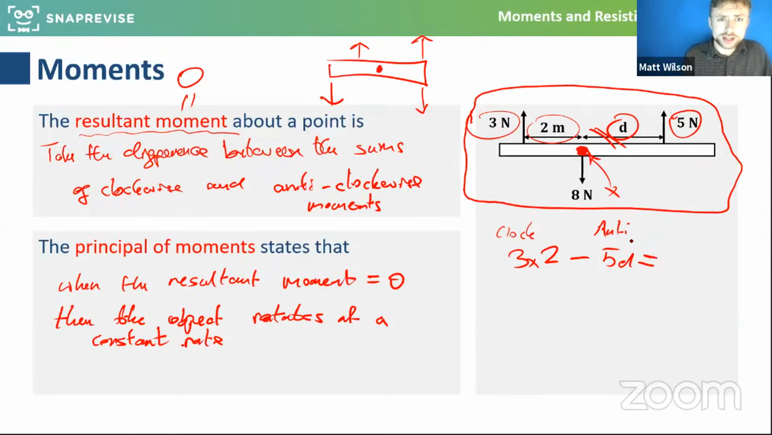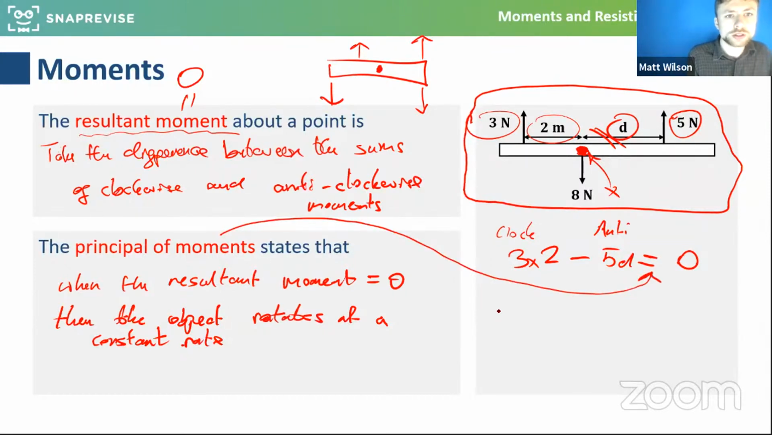Okay. And then I say, this object is not rotating. So what does that tell you? That tells you the resultant moment is equal to 0. So this equality here is using the principle of moments. And so altogether, this tells us that 6 must be equal to 5d. In other words, when the object is not rotating, d is equal to 6 over 5.